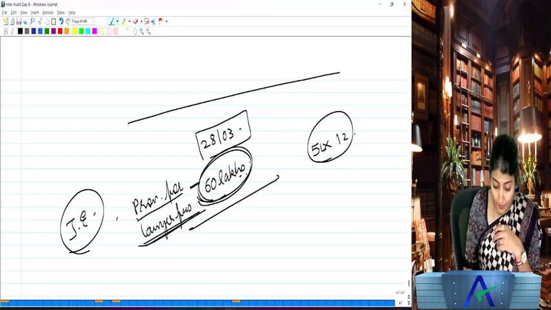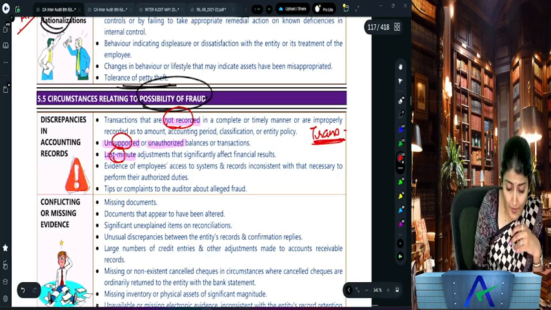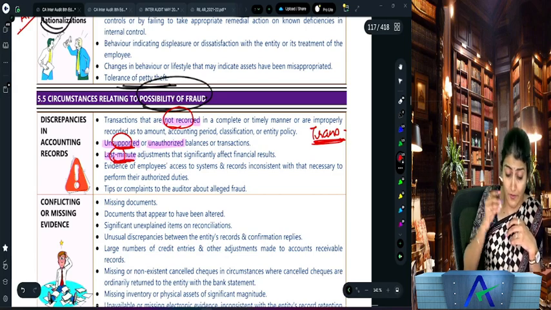Accrual basis of accounting. So what is the company doing? Transactions they are not recording properly, or there are unsupported transactions, or there are last minute adjustments. What does it say?